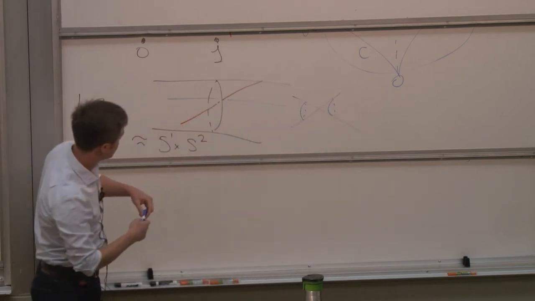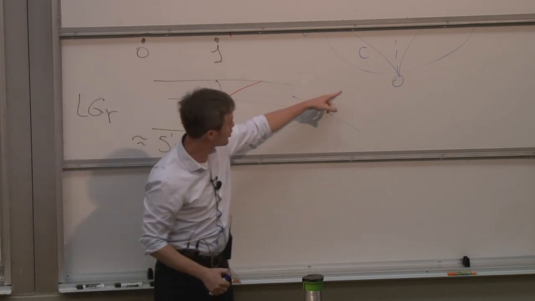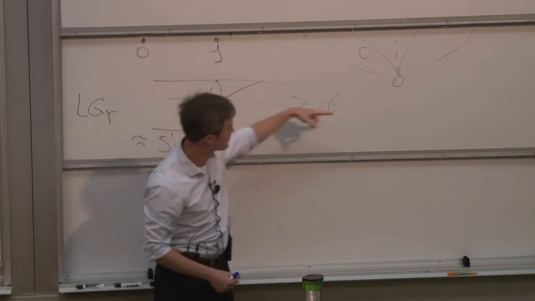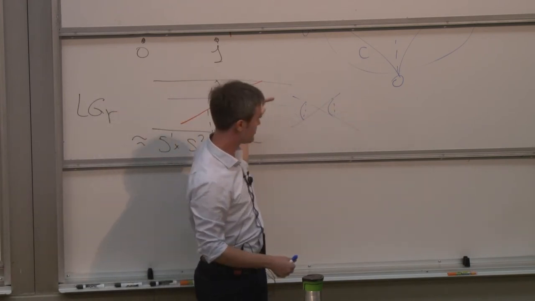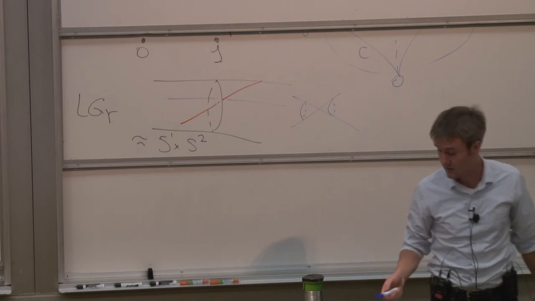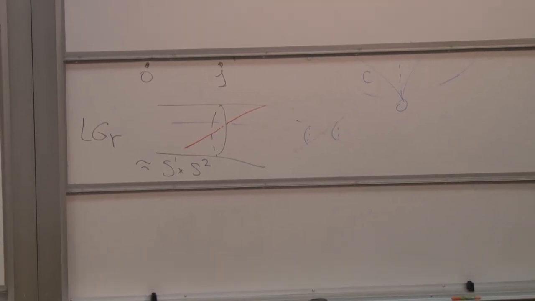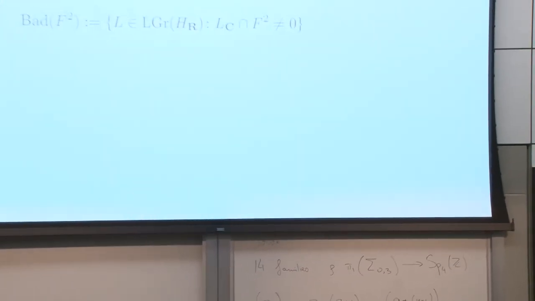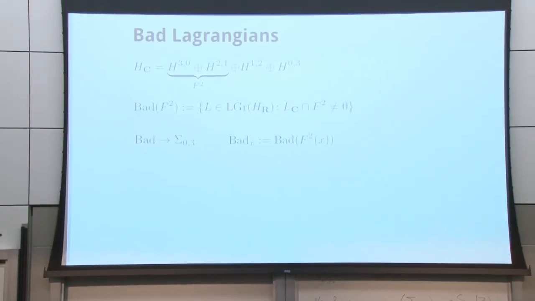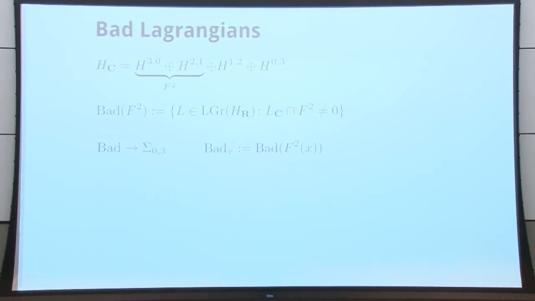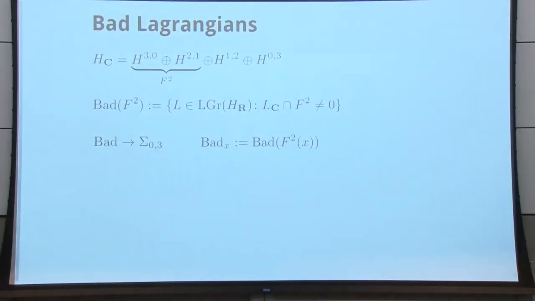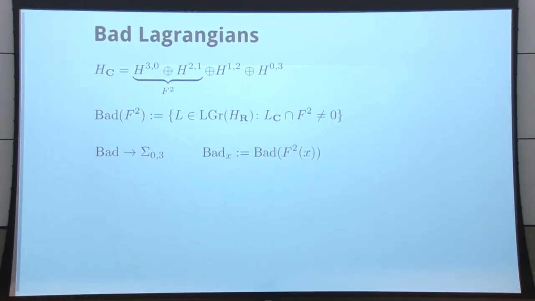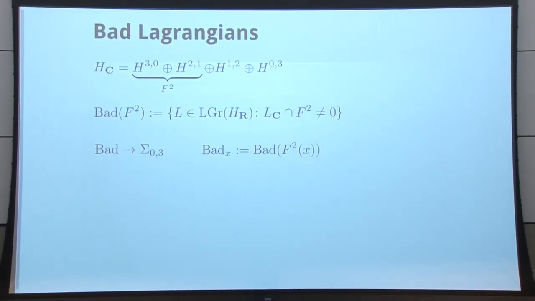and the photons have to lie on the light cone always, whereas these bad Lagrangians are a line that moves like this. So this is the bad set associated to a complex Lagrangian, like F2. Now you can consider the bad bundle. I should say that bad of F2 is a circle. So now you have a circle bundle over your thrice punctured sphere. The fiber over a point is the fiber associated to that element of the Hodge decomposition.